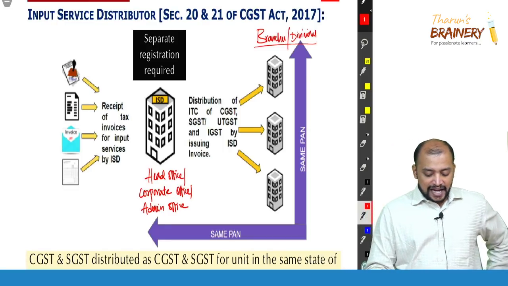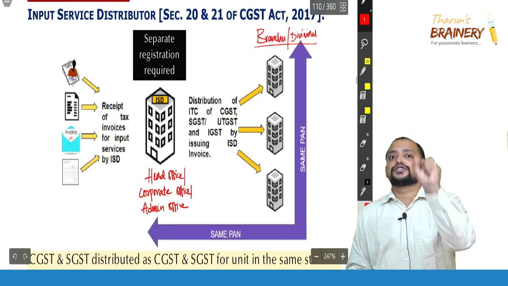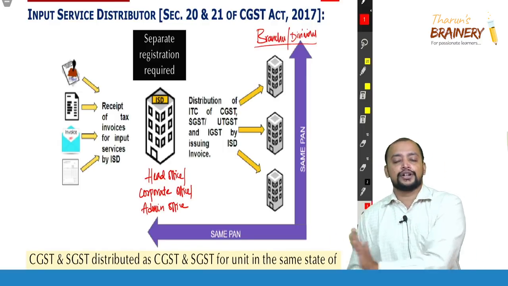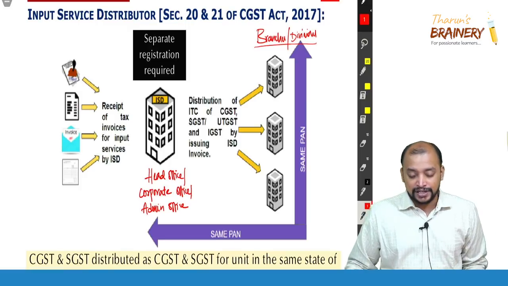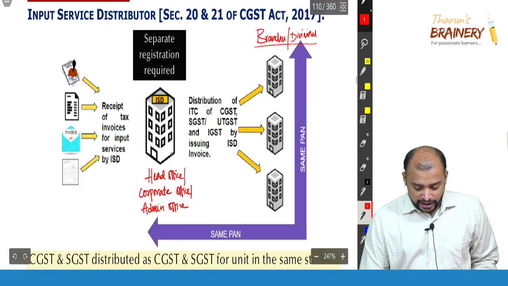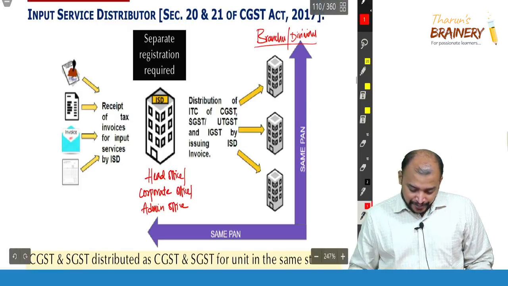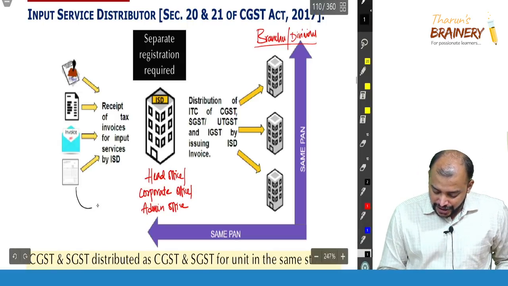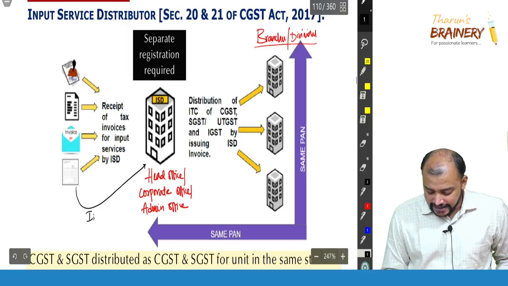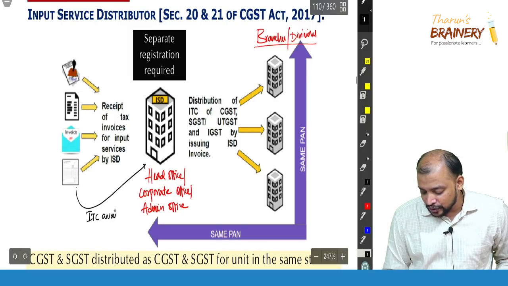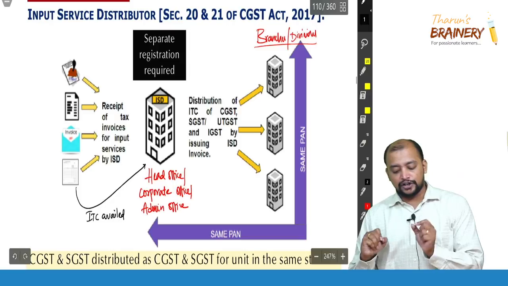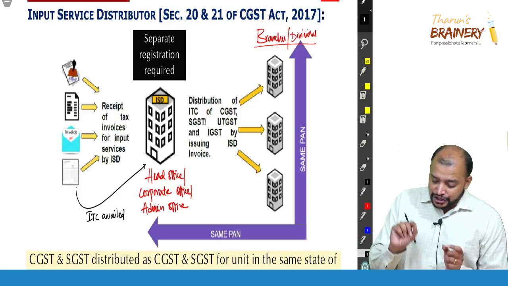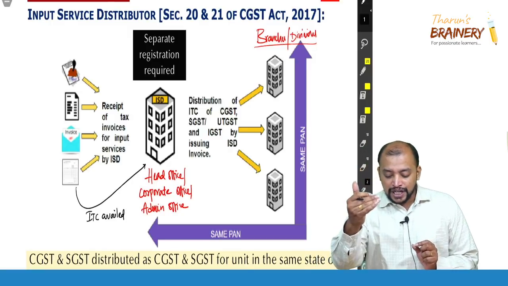So, receipt of tax invoices for input services, only input services, not inputs, because they are an input service distributor, only with respect to input services. So, the tax invoices they got, they can take as credit. With respect to these tax invoices, ITC is availed. ITC is availed by whom? ITC is availed by the head office or corporate office or admin office. And they will distribute that ITC to the branches.